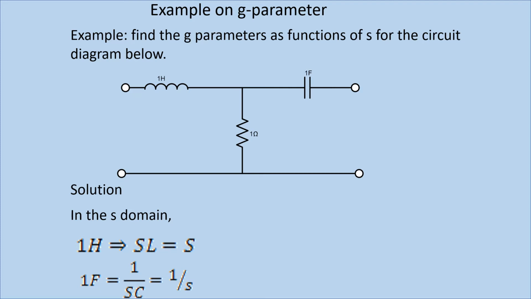And so for your SL, that is for your inductor, your S multiplied by the inductance of the inductor, which is 1 Henry, so 1 multiplied by S, you have S. And for your Farad, 1 over S multiplied by 1 Farad is 1, so that gives you 1 over S.